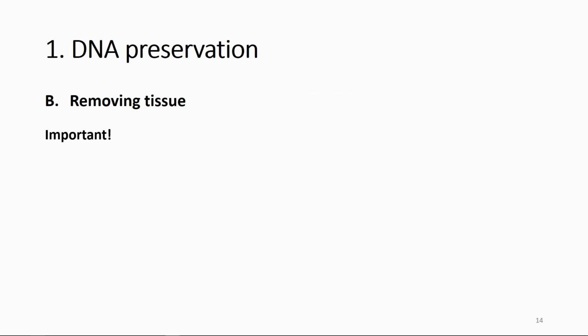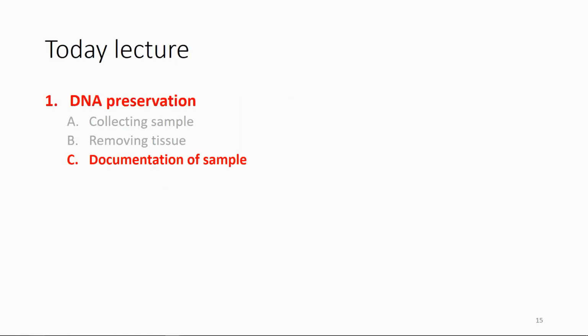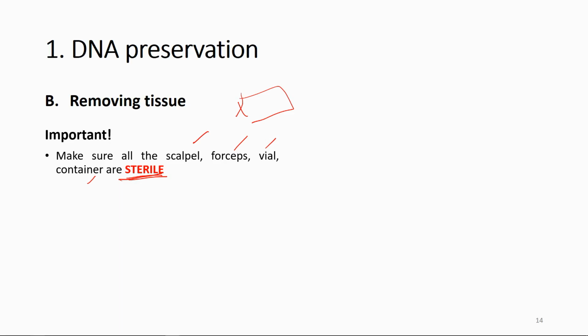There are a few important things you have to remember when you remove the tissue. You have to make sure all the scalpels, forceps, vials, and containers, all the material and apparatus that you use when you cut a piece of tissue from the animal, are sterile. You also need to make sure your own DNA will not contaminate the sample. That means in your lab practical, you have to sterilize all the material or apparatus that you can sterilize.